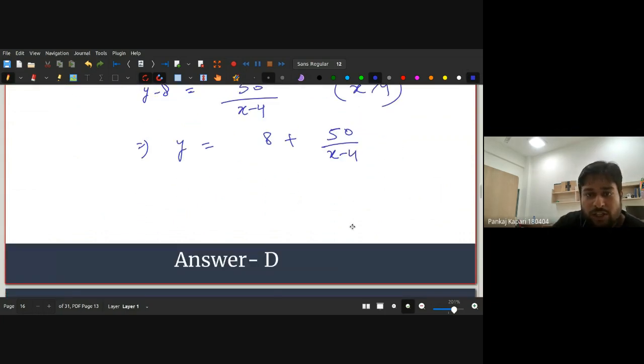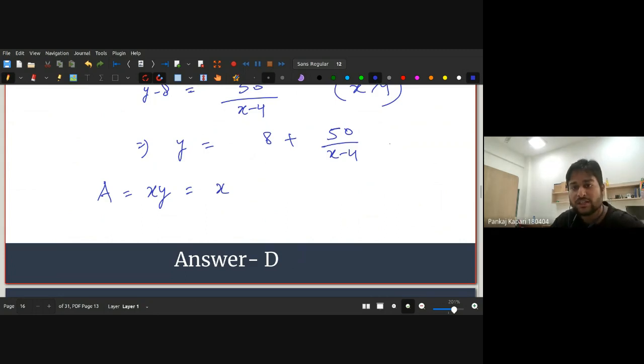And now what is my area? Area was A, which is x times y, and now I have y in terms of x, right? I wanted to reduce one variable. Initially we had two variables, but we also had one constraint, and that one constraint will help us to make this area a function of a single variable, which is x, right? So it's x times 8 plus 50 divided by x minus 4.